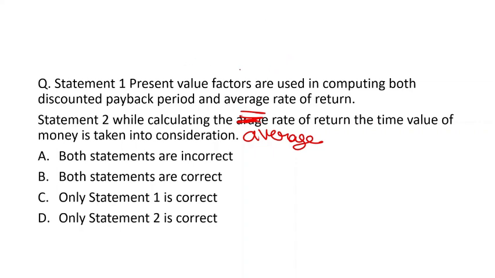Present value factors are generally used in the discounting method, in the discounted payback period, but will not be used in the average rate of return. Why? Because average rate of return is a non-discounted technique, a traditional technique. In case of traditional techniques, TVM is not considered. TVM stands for time value of money. So in case of discounted payback period it will be used, but in case of average rate of return it will not be used. So this statement is totally incorrect.